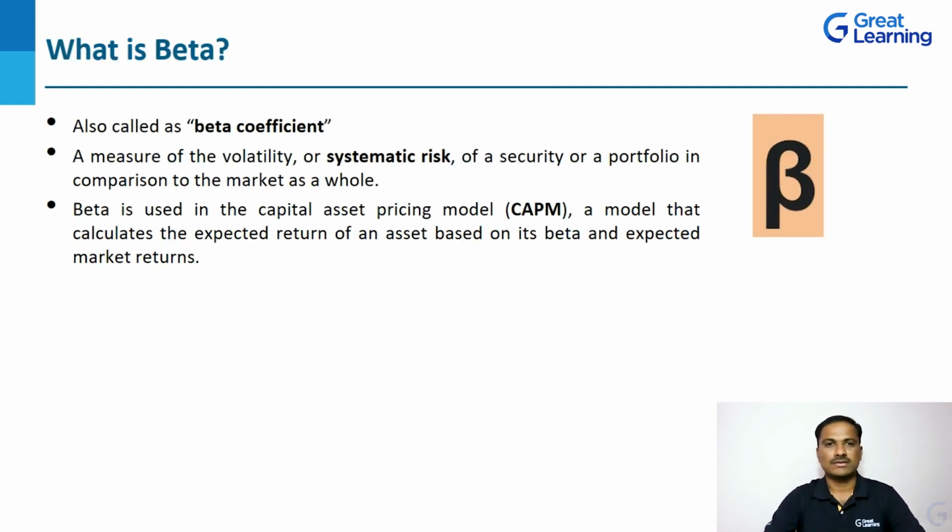So what is beta? Beta is also called the beta coefficient. This is a measure of volatility or systematic risk of a security or a portfolio in comparison to the market as a whole. Beta is one of the important parameters in the capital asset pricing model.